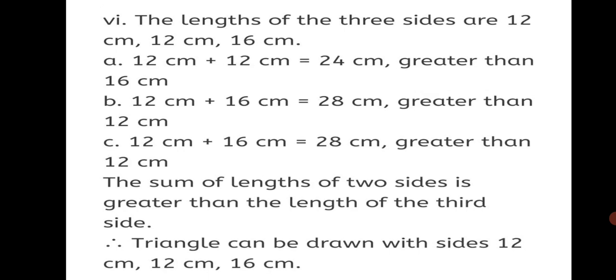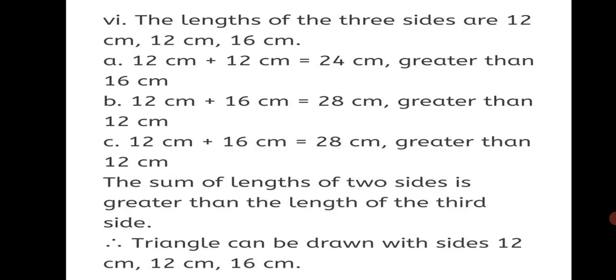Sixth question. The lengths of the three sides are 12 centimeter, 12 centimeter and 16 centimeter. 12 is 2 times here. So we will add 12 plus 12 is equal to 24. It is greater than 16 centimeter. Now we shall add 12 plus 16 is equal to 28 centimeter, greater than 12 centimeter. Third also we will add another 12 plus 16 is equal to 28 centimeter, greater than 12 centimeter.